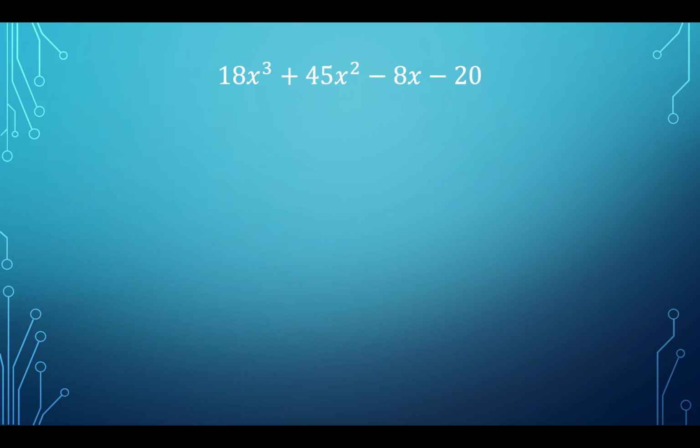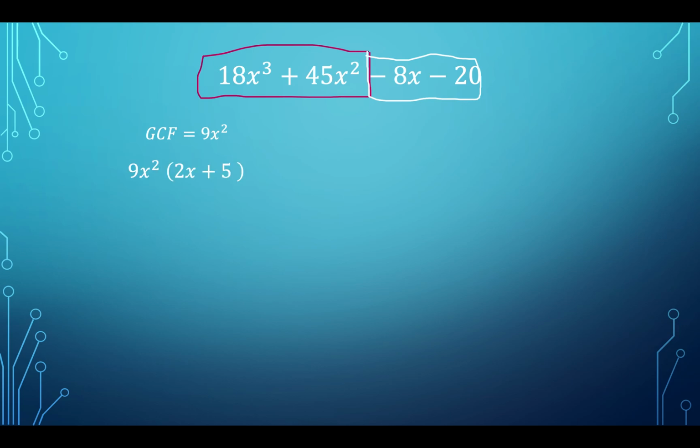In this one, we have 18x to the third plus 45x squared minus 8x minus 20. Same thing. Break it up into two separate problems. We're going to find the greatest common factor between 18x to the third and 45x squared. Greatest common factor is 9x squared, and the factored form becomes 9x squared times 2x plus 5. Now we're going to find the greatest common factor between negative 8x and negative 20.